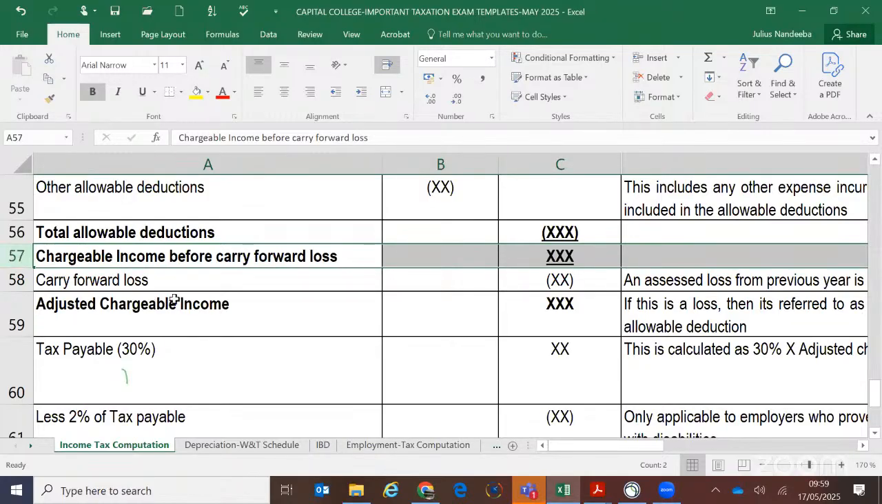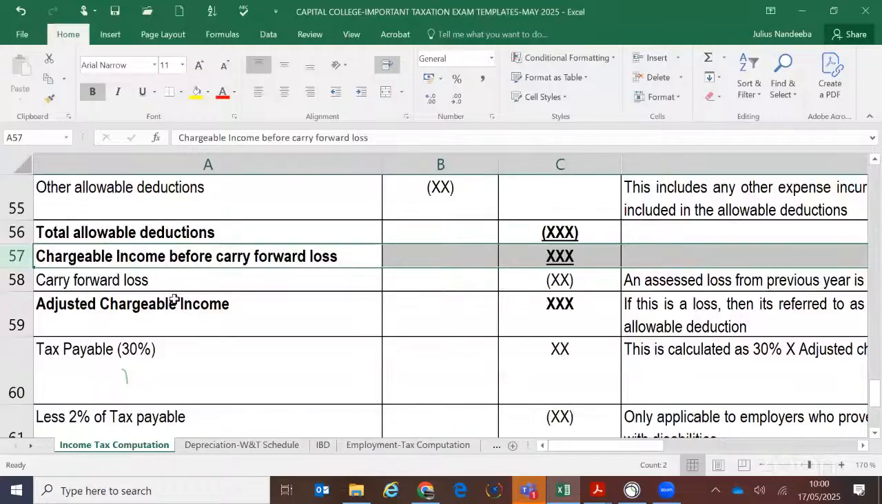Now, when you get your adjusted chargeable income, this is when you start asking, am I dealing with a company? Am I dealing with an individual? If I am dealing with a company, I automatically apply 30.